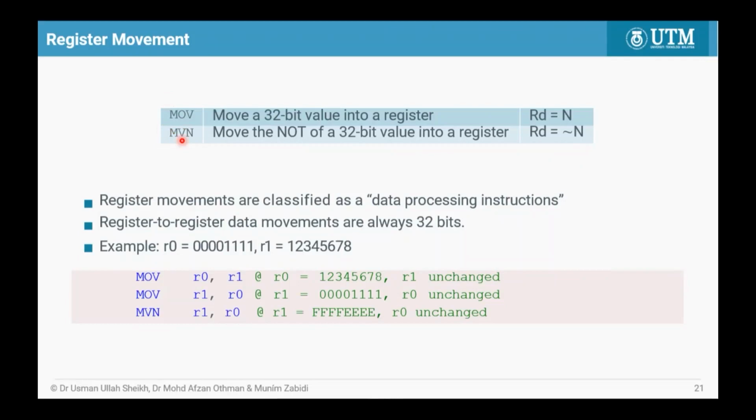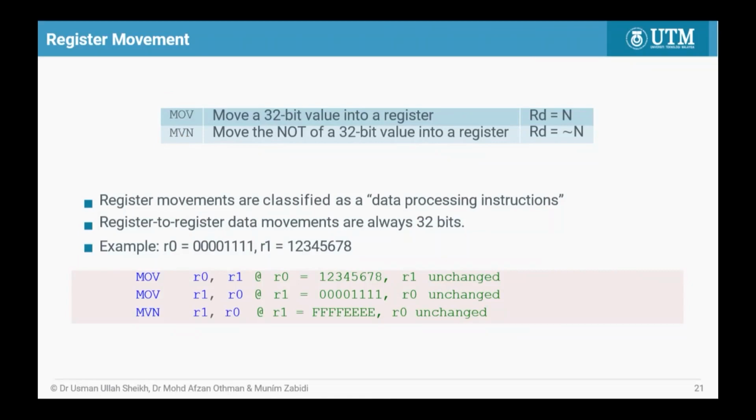Okay, so the register movements are classified as data processing instructions. It involves register to register data movement, and it is always 32 bits in size. So we have a few examples here. Let's look at this example.